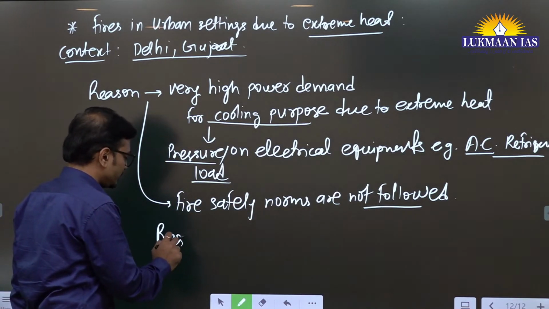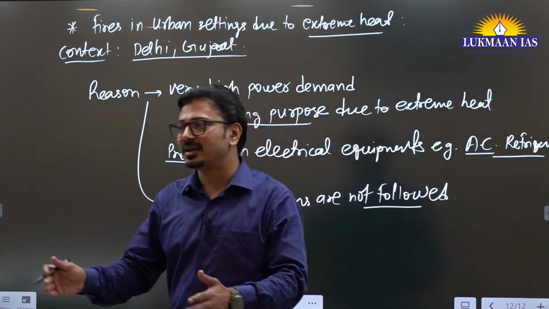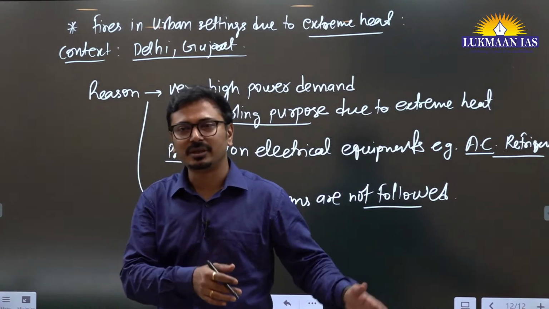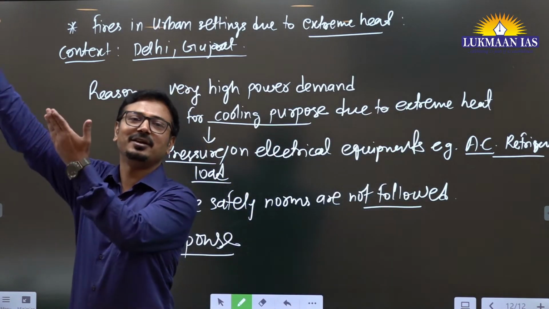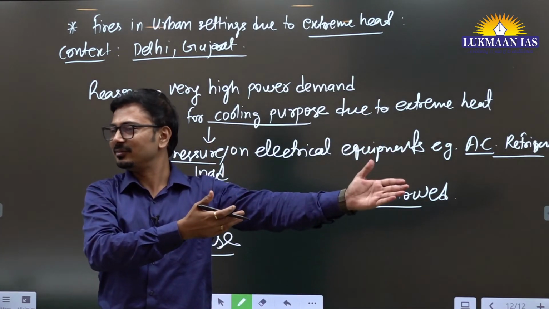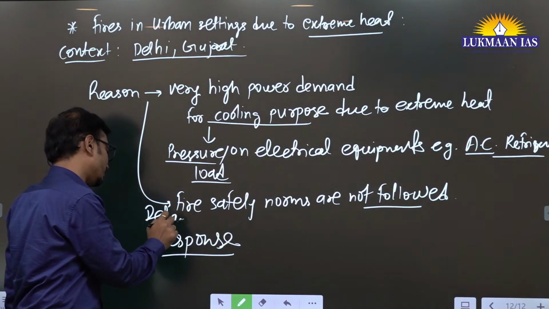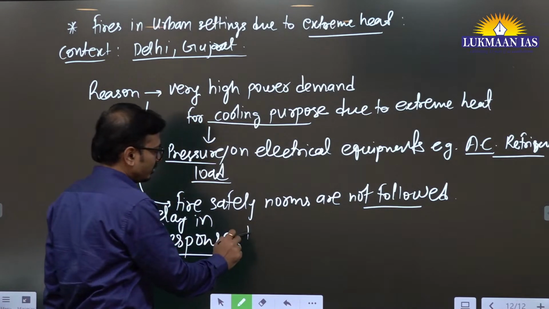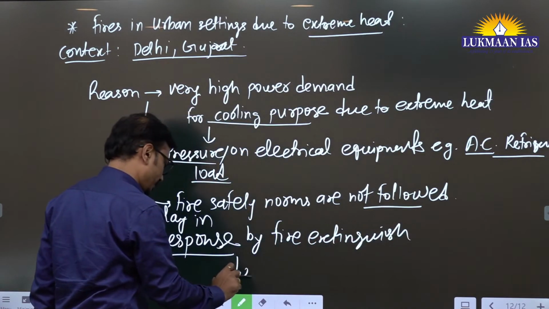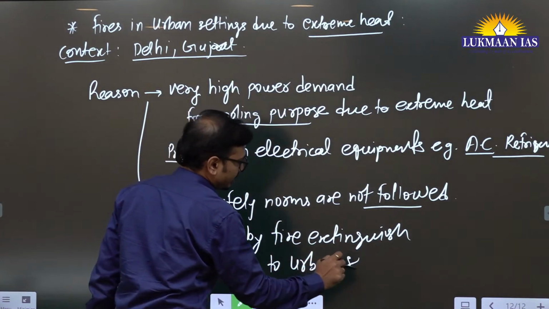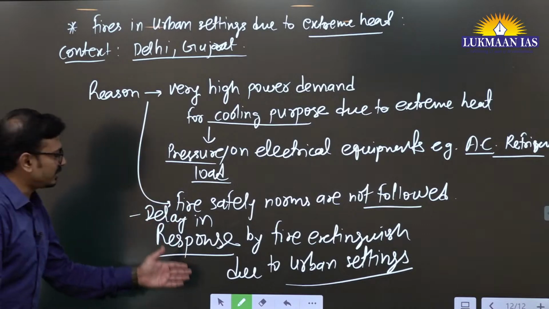ठीक है, problem of response. Because in urban settings, the buildings are very close to each other, narrow roads are there, and these fire engines come in right time, okay, but they don't have space to go near that building. तो फिर वहां से वो पाइप लेके एक भागता है, ऊपर जाता है, वो सीढ़ी लगाता है, उसी में आधा एक घंटा चला जाता है. अब सोचिए, right. So response, ये जो है delay in response by fire extinguishing due to urban settings, ये प्रॉब्लमेटिक है। तो ऐसे कुछ आप रीजन लिख सकते हैं.